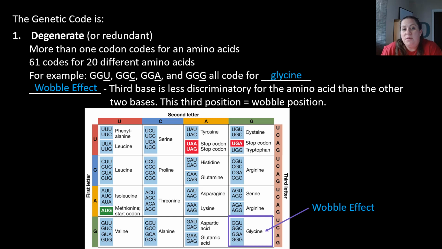This also allows for what we call the wobble effect. The third base is less discriminatory for the amino acid than the other 2. So this third position, whether it's the U, C, A, or G in this box, it allows for the wobble effect. If something mutated that last letter, it could still potentially be a glycine molecule that we're coding for.